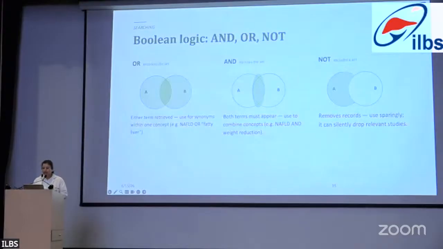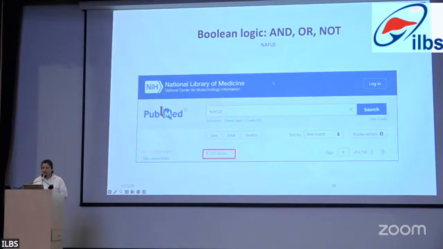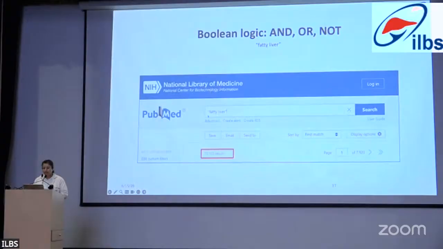Then there is something called Boolean operators. So there are 3 Boolean operators: and, or, not. It is as the word suggests. So suppose we search, this is a screenshot from PubMed. If we just type NAFLD, we see that there are 47,000 odd results. If I type fatty liver, there are 79,000 results.